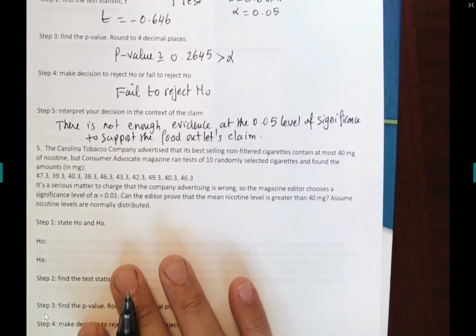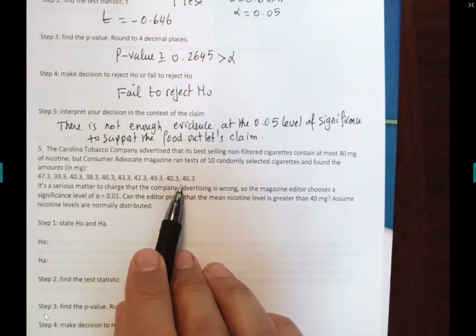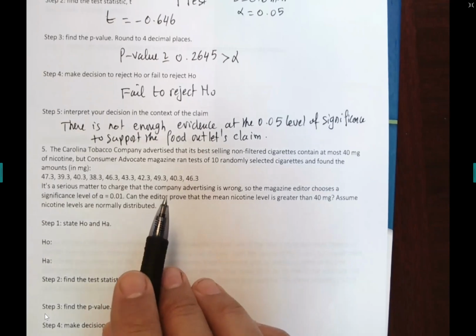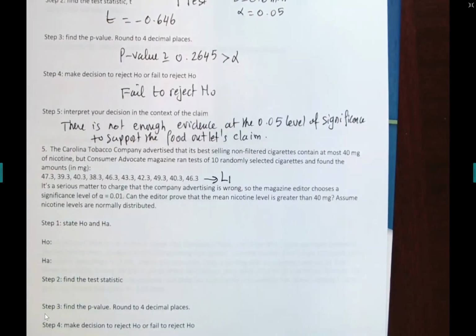The Carolina Tobacco Company advertised that its best-selling non-filtered cigarettes contain at most 40 milligrams of nicotine. But Consumer Advocate magazine ran tests of 10 randomly selected cigarettes and found that the amounts are the following. Okay, guys, now he gives us raw data. Before I do anything, let's put the data in L1. Anytime you have raw data, it actually turns out to be a t-test. So I'm just going to do this with you. I'll go to L1, clear my previous L1, and then I'm going to enter the data. So if you can enter the data, that will be great, and then I'll show you how to do this exercise.